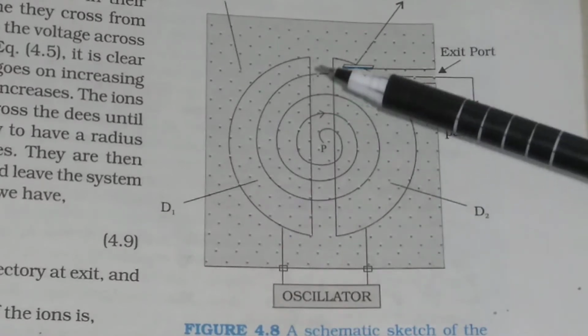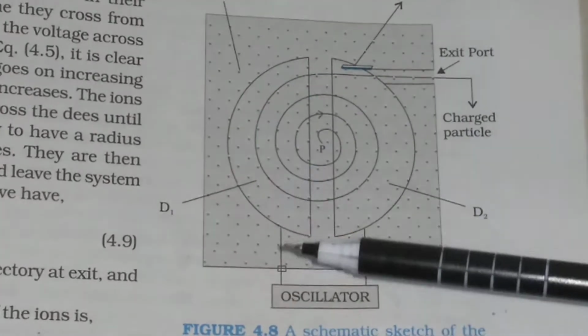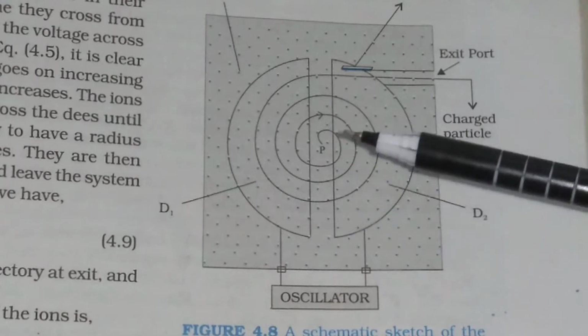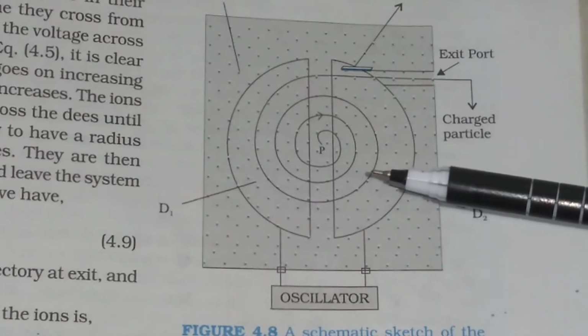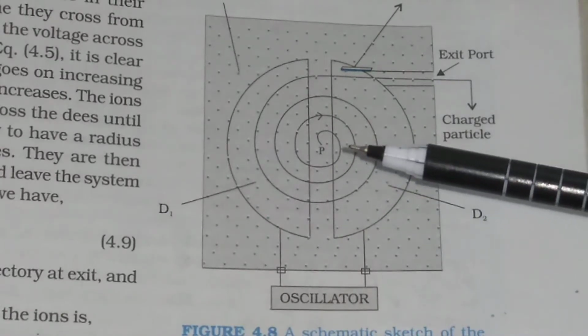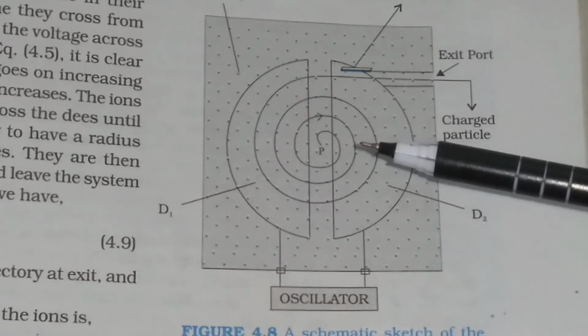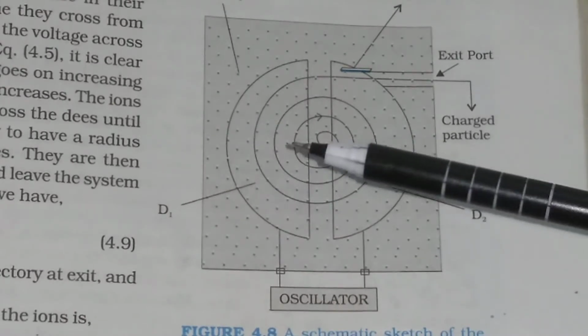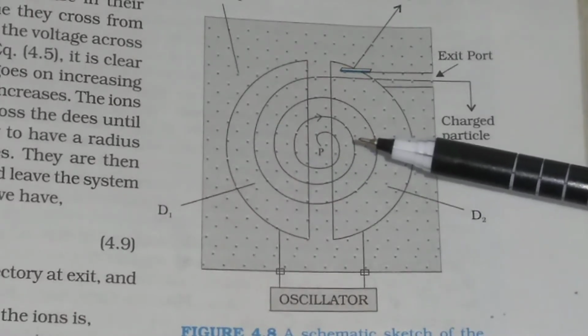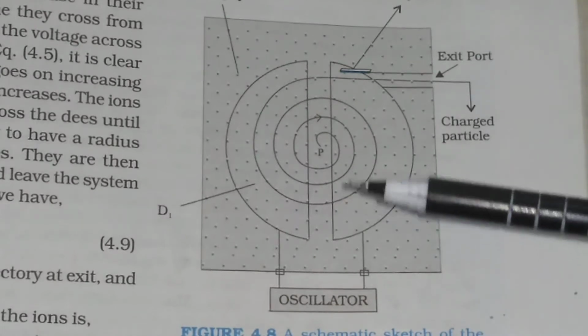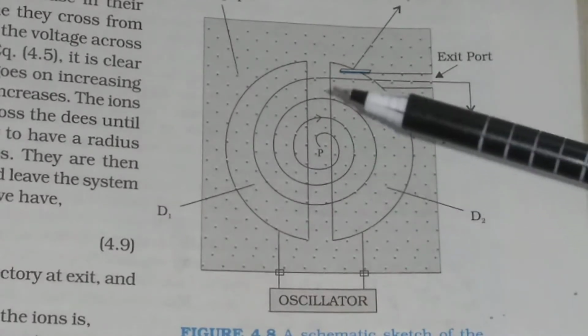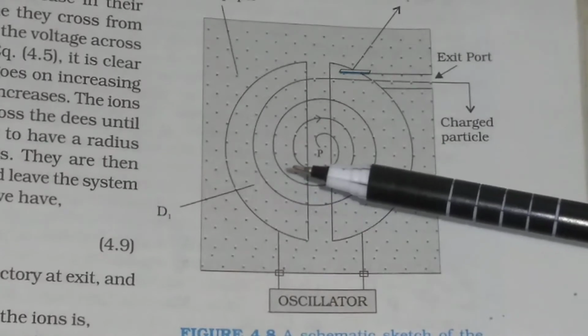Why is it called D? Because it looks like the letter D. So there are two metal D's, D1 and D2, where a uniform magnetic field is applied. Inside these D's, there is a uniform magnetic field.